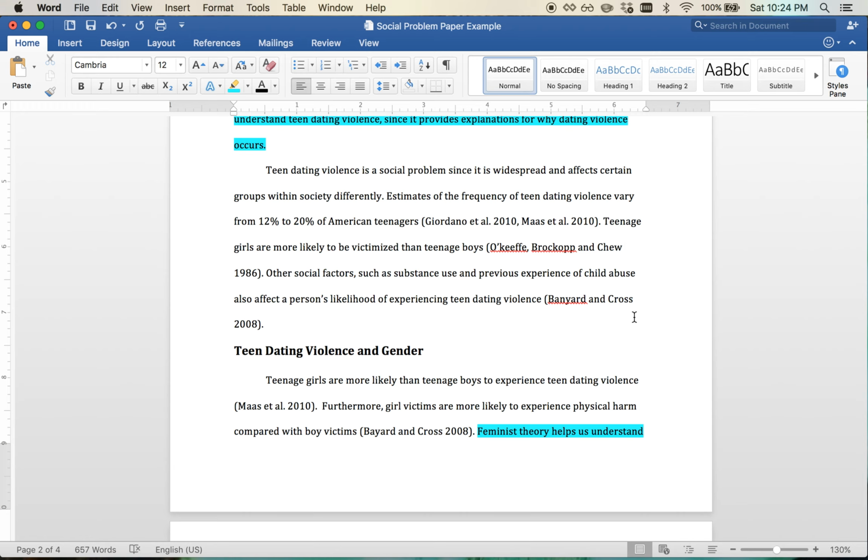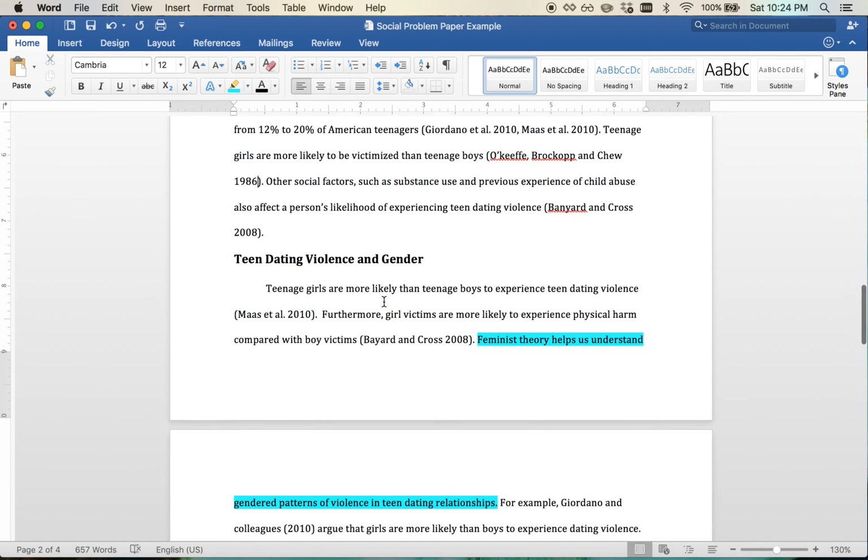An exception to this would be if I were making a direct quotation. So if I were quoting word for word what the article actually said, I would include 1986, colon, page number. And that would actually just look like 34, right? So if I quoted them on page 34 of their article, I would just include their names, the year that the article was published, and then a colon and the page number. But I haven't included a direct quotation here, so there's no need to include page numbers.